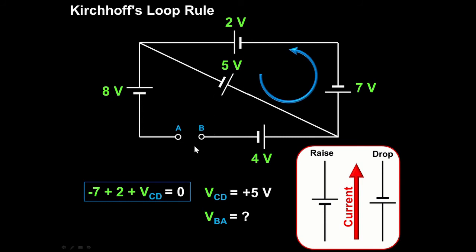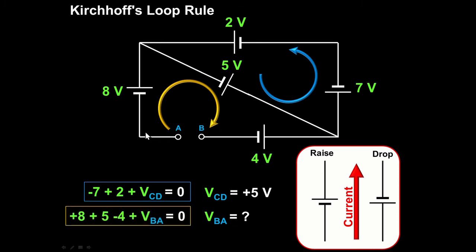Now that we found that one, let's go ahead and find out what we would measure if we measured from this time B to A. So I'm going to go around my loop like this, from B to A. So that is going to be a positive 8, a positive 5, and a minus 4, because we're going the opposite direction of that. Positive 8, positive 5, and minus 4. We solve for BA, and we get minus 9 volts. That would be just like if we put a 9-volt battery in there, but in the opposite direction that it normally goes.